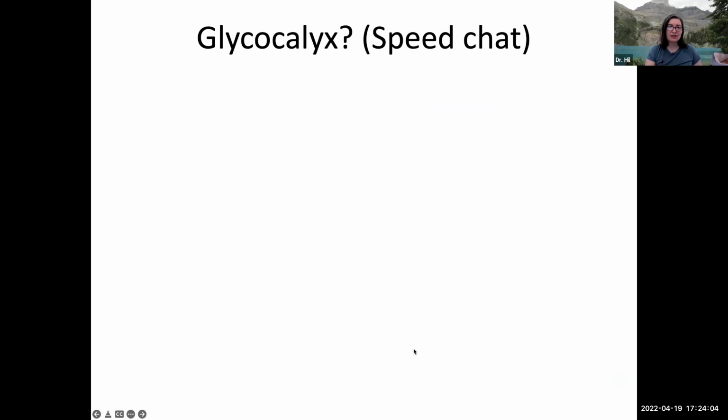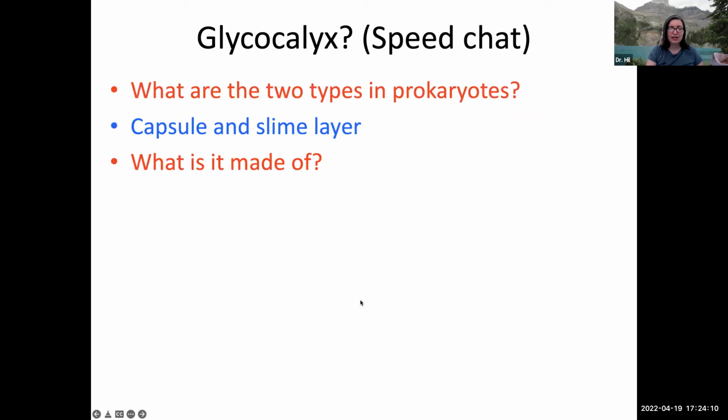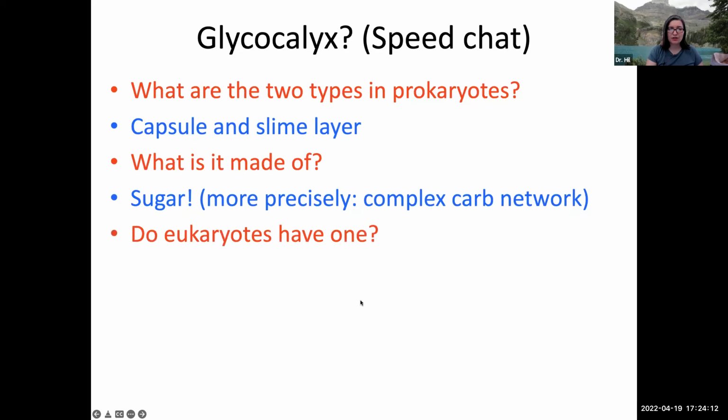All right, is there a glycocalyx? In bacteria, it was either capsule or slime layer, and that was made of sugar. Do eukaryotic cells have a glycocalyx? Yes or no?